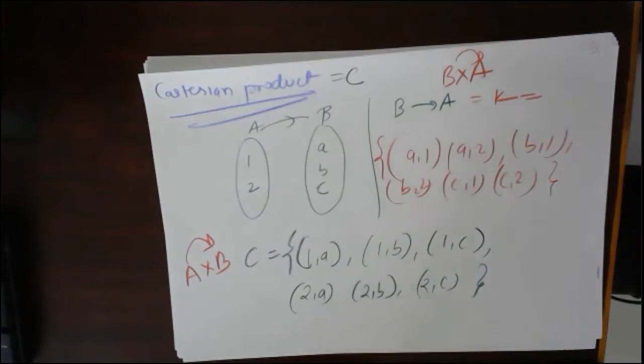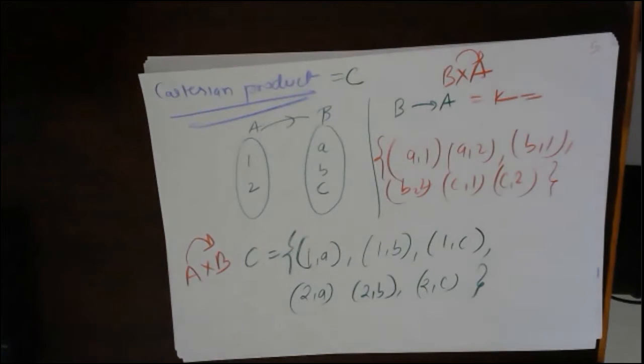So Cartesian product, from which set to which set, it matters a lot. Okay, very good. Now, what we'll do, we'll try to write different kinds of relation in a set builder form.